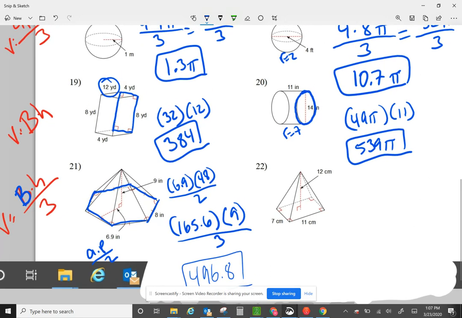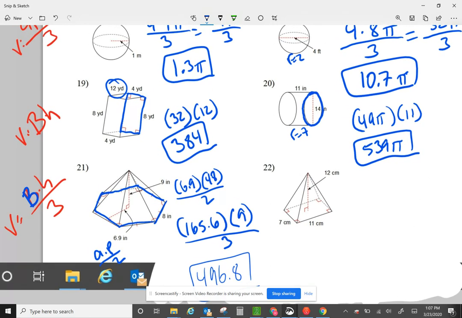All right, let's take a look at number 22. The area of the base. The base in this case is a rectangle. 7 by 11 rectangle. So the area of the base is 77. The height in this case is 12. The height of the pyramid is 12. I have to divide this by 3. Area of the base times height divided by 3. In this case, I get 308.